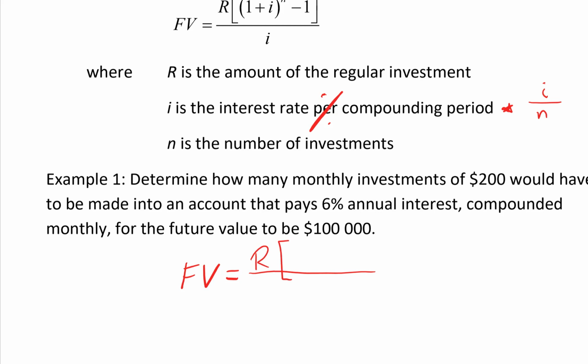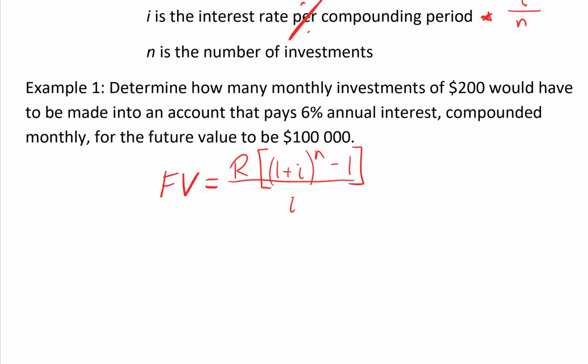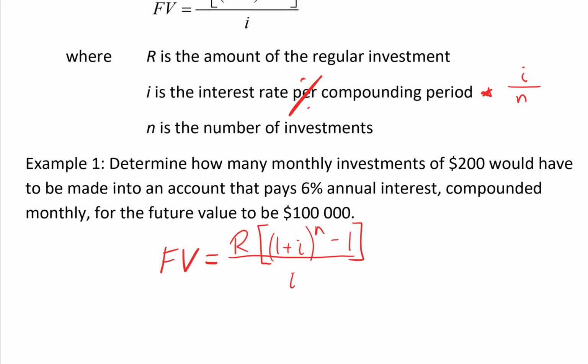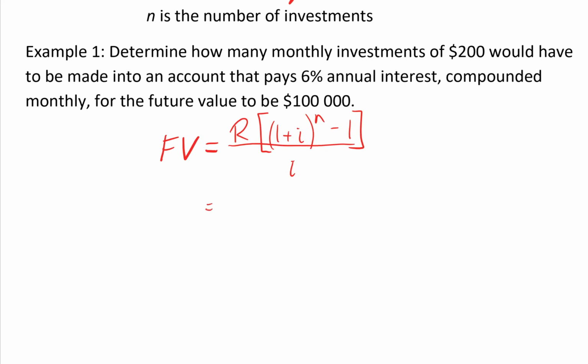And we'll put in our missing pieces. Okay, what does it say? It says how many monthly investments. So in this type of formula, FV is the final value. R is how much you're putting in every month, every time you invest. So R is 200.